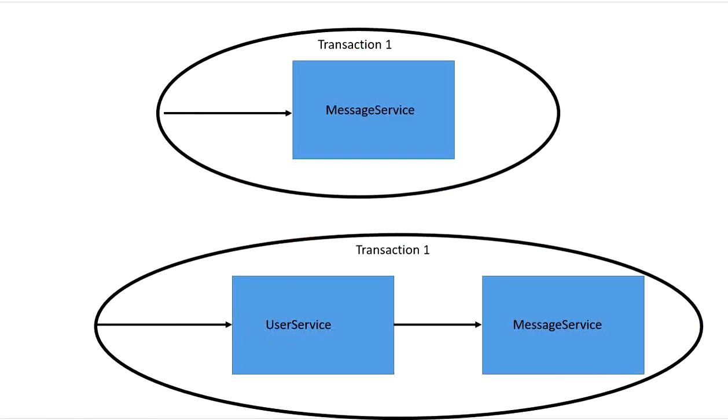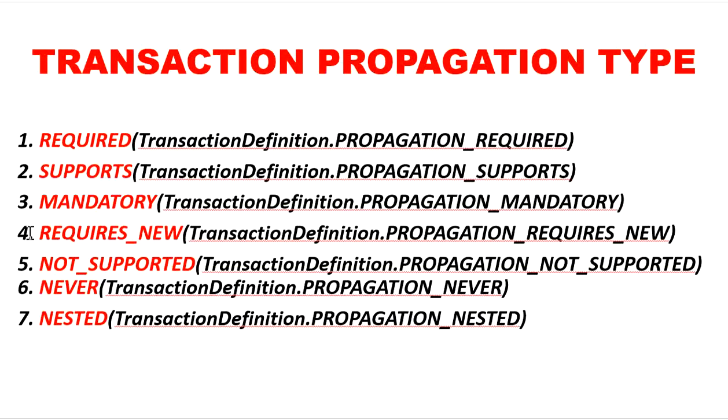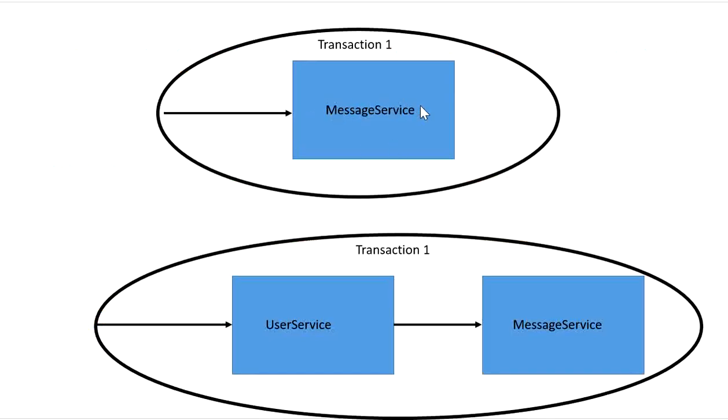And now we will check the next one, that is the fourth one, REQUIRES_NEW, and it will create a new transaction every time, whether or not there is any existing transaction. So if I have created the message service, and at the message service level we are using propagation level REQUIRES_NEW, and we are hitting this method, then it will create a new transaction. First we will execute this one and we will check.